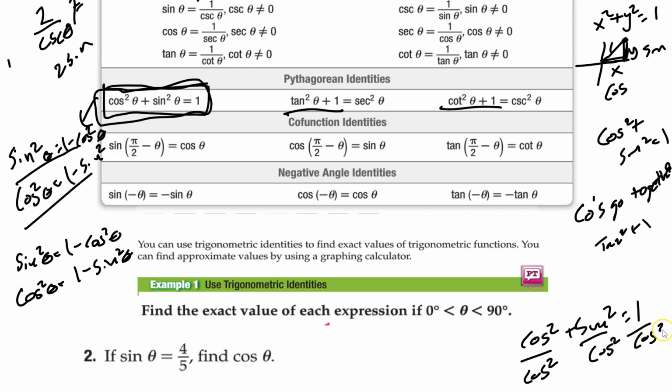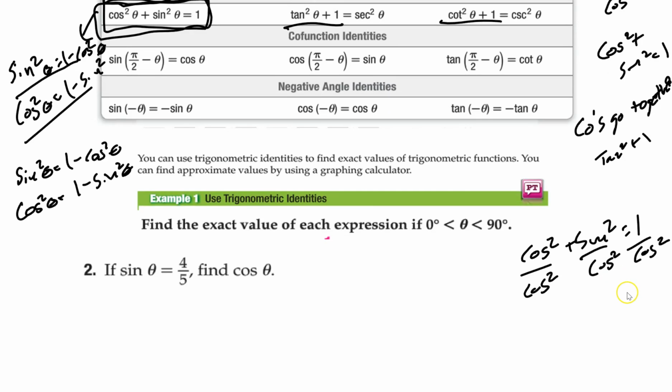Squared, I should say. And what happens is this. This is just 1. Sine over cosine is tangent squared. 1 over cosine, secant squared. So that's where they get these from. If you want to divide everything by sine, you're going to get this one here.